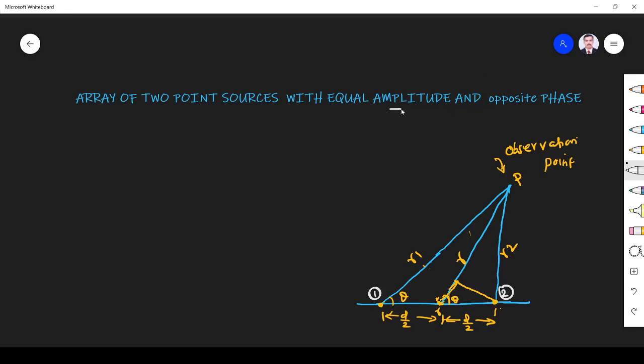So this is another important array analysis, right? Already I posted a video on array of 2 point sources with equal amplitude and equal phase. Please refer to that video, then watch this. Otherwise, it is very difficult for you to understand this concept. So let us start. Since I have dealt with all the fundamentals in that video itself, I go directly to the analysis.